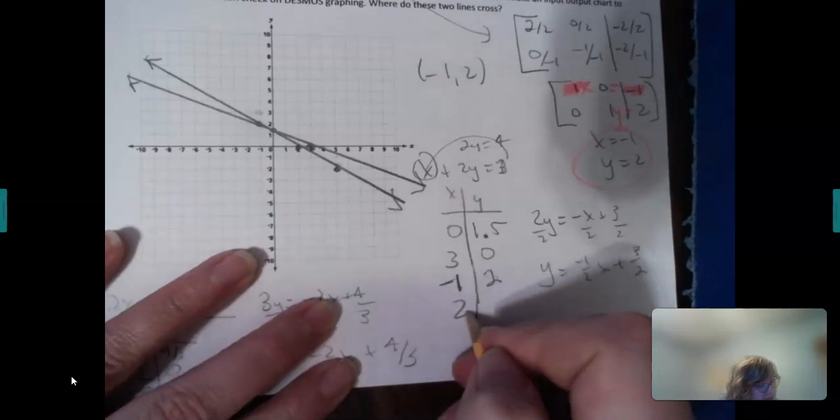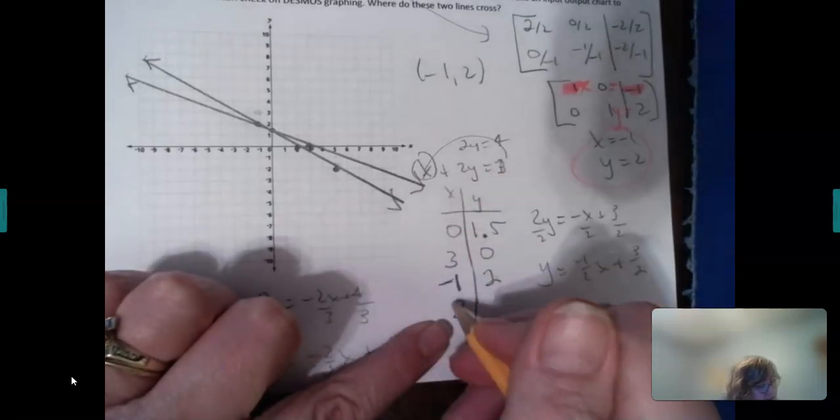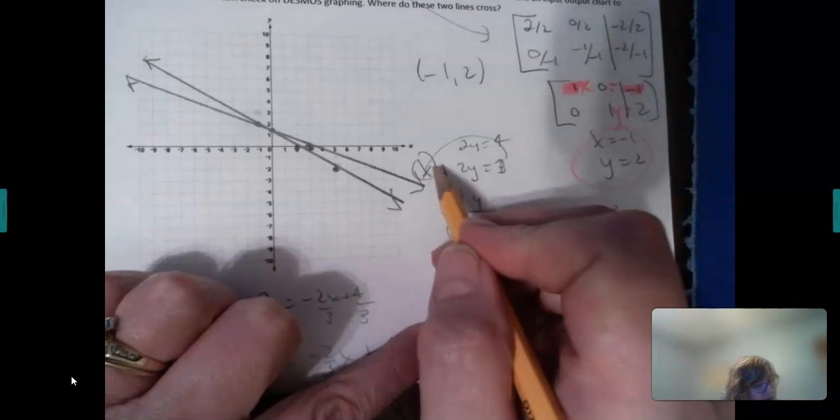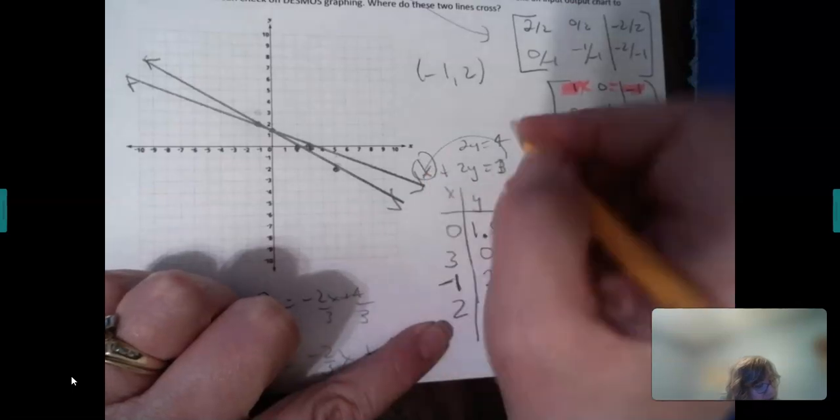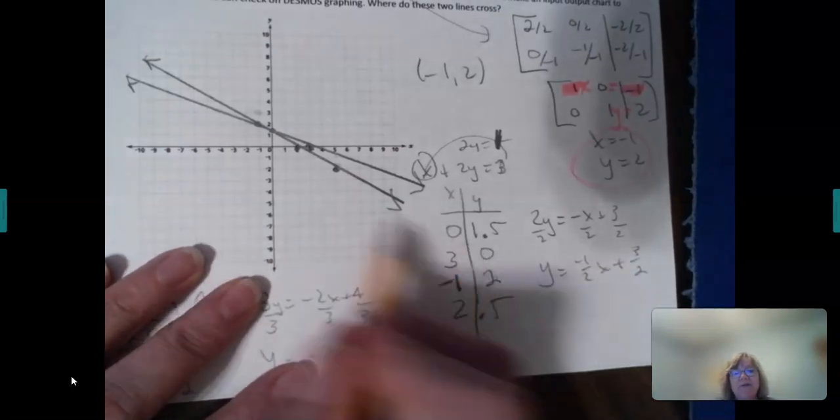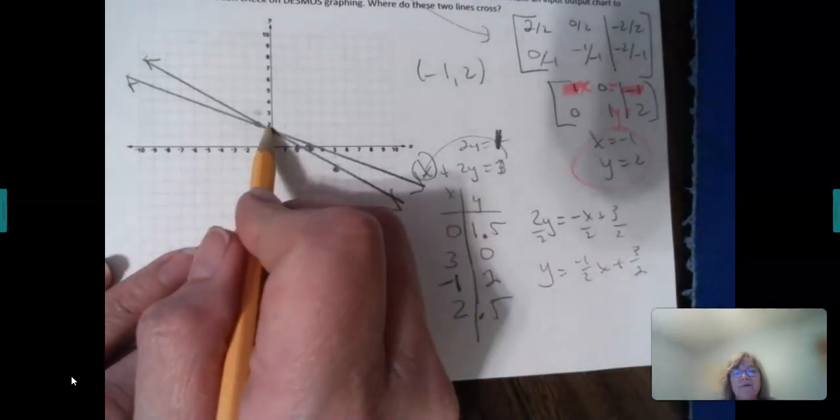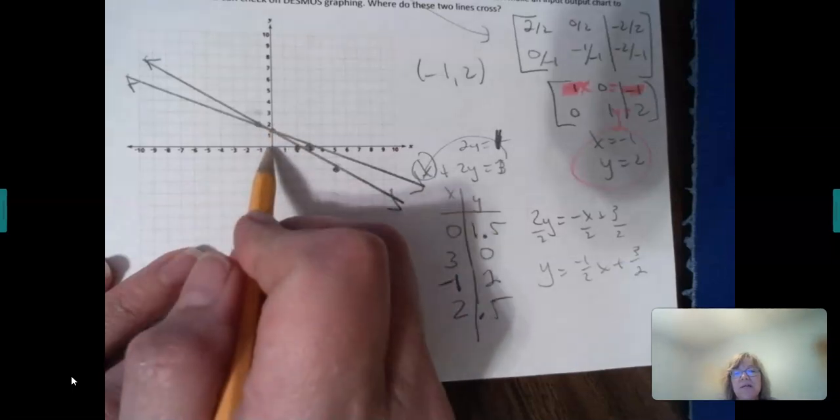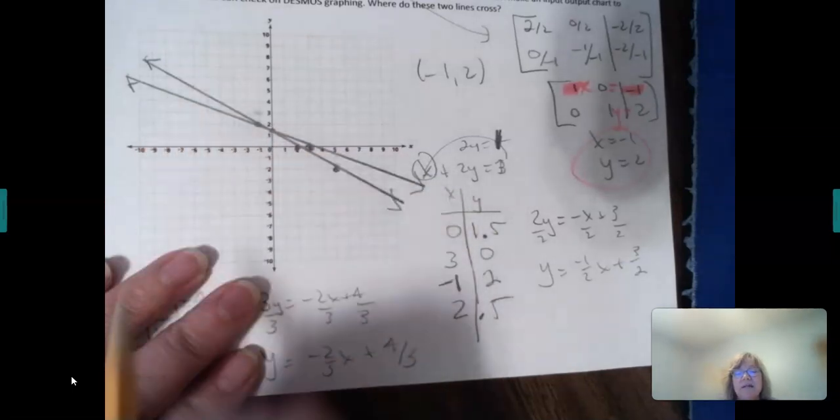If they're ugly, like if you sub in 2 and you're like, oh, I get a fraction, then don't do it. Although that fraction's not bad. Subtract 2 from both sides, you get 1. That's 0.5. That's not bad. So I'm going to graph this guy. So I go 0, 1.5, 3 here, -1, 2, put a dot, and draw the line.